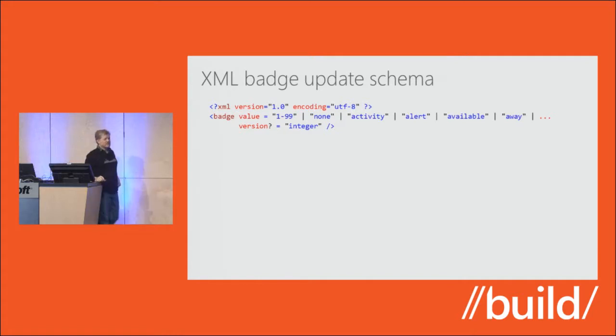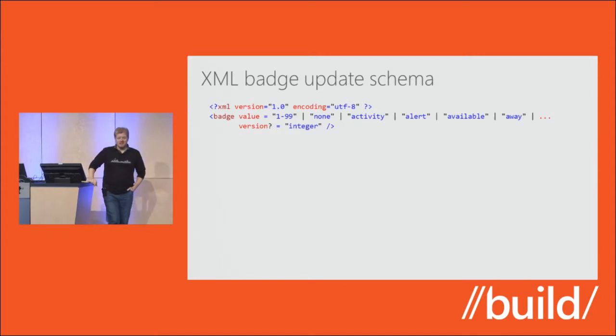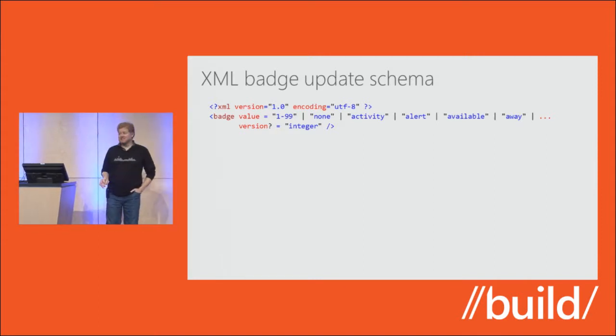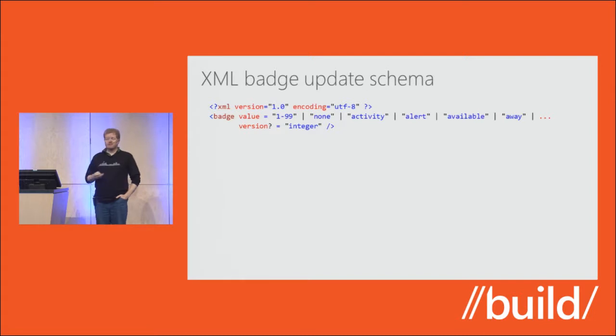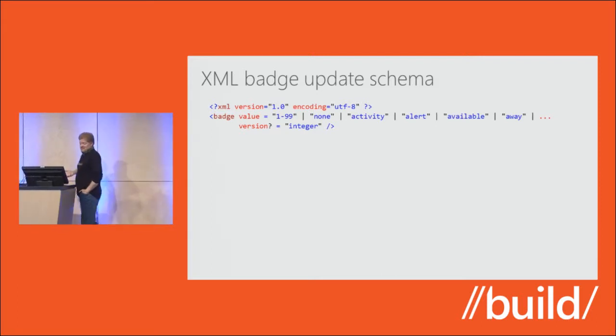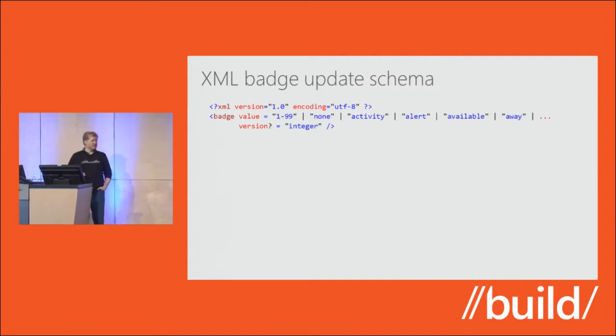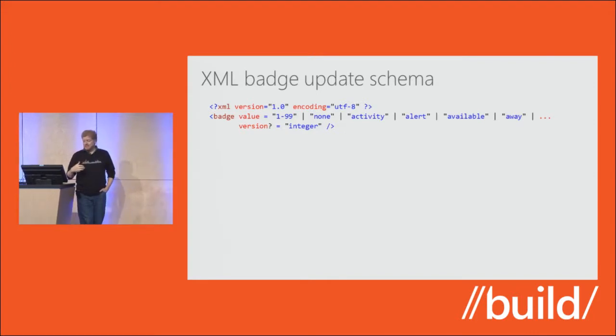So let's start with the badge XML schema. This is the simplest one, the easiest one to play with and work through the details. If you're trying to write your own service or trying to write updates, this is the one that's the most forgiving because it's got the least amount of information in it. Basically, it's got one element, a badge. It has a value, either a number from 1 to 99 or a number of text strings that identify specific glyphs. So you can't define your own glyph. There's about 20 different glyphs you can use. And then you can put a version number on it. That's it, very plain and simple.